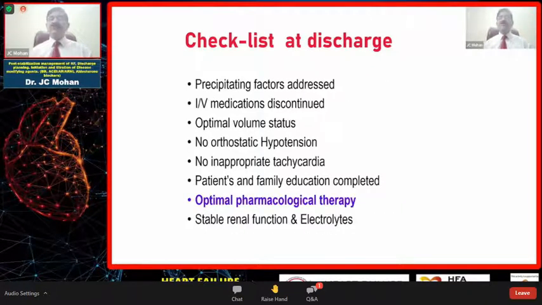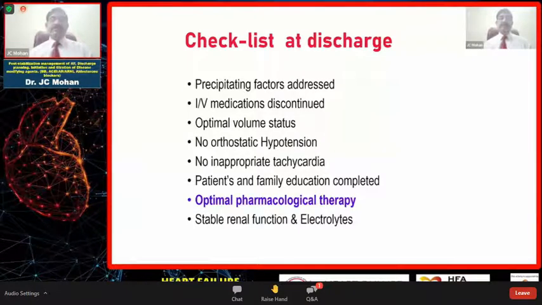What should be the checklist at discharge? That we have addressed the exacerbating or precipitating factors adequately, which could be infection, ischemia, rhythm issues, that the IV medications have been discontinued, that the optimal volume status has been achieved. Well, you can see that by lung scan, IVC, the inferior vena cava, or clinical examination, or weight, and that there is no orthostatic hypotension in the individual, there is no inappropriate tachycardia.